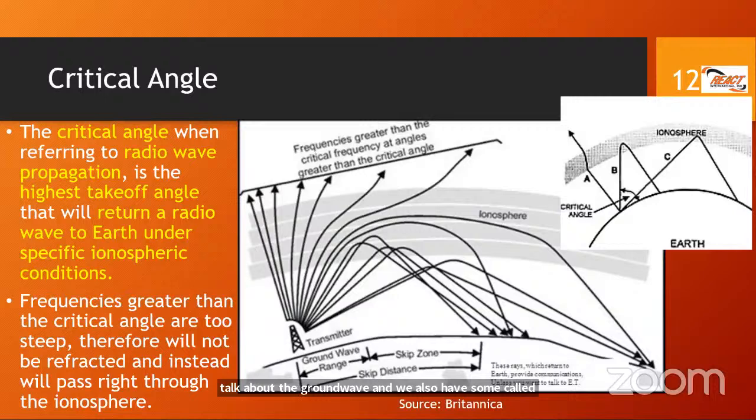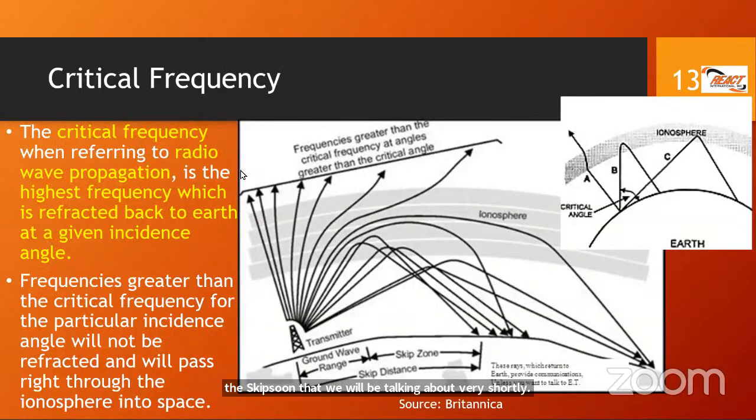So apart from the critical angle, we talked a bit about the critical frequency. So what is the critical frequency? Let's just read the definition here, and it's an exam question also. The critical frequency, when referring to radio wave propagation, is the highest frequency which is refracted back to Earth at a given incident angle. So for the particular angle, that highest frequency, so if we're in the HF part of the spectrum, if it's 28 megahertz or 14 megahertz, if that's the critical frequency, that's the highest frequency that will allow our signal to refract back to Earth.